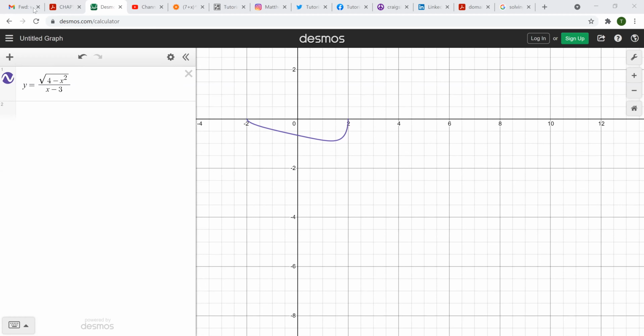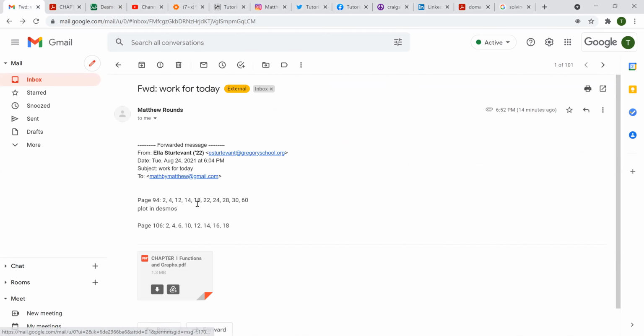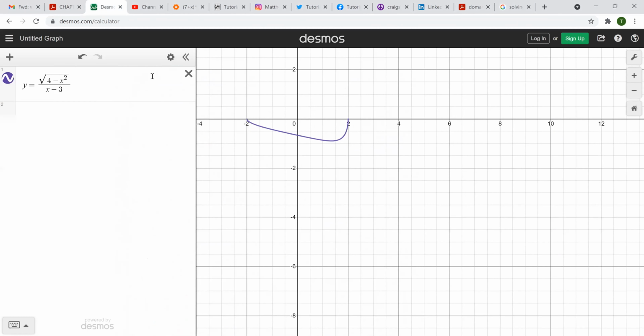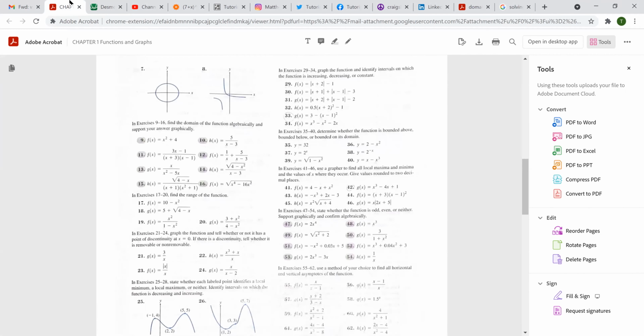Right, so that's 14. We're up to 18. And we don't have to do anything else. We don't need to find the range of the function. Nope, all it said was plot in Desmos and send me pictures. Okay, well, that's a lot of busy work. I mean, after you do one, you're sort of like, okay, I got it. The hardest part here is remembering square root of 4 minus x.